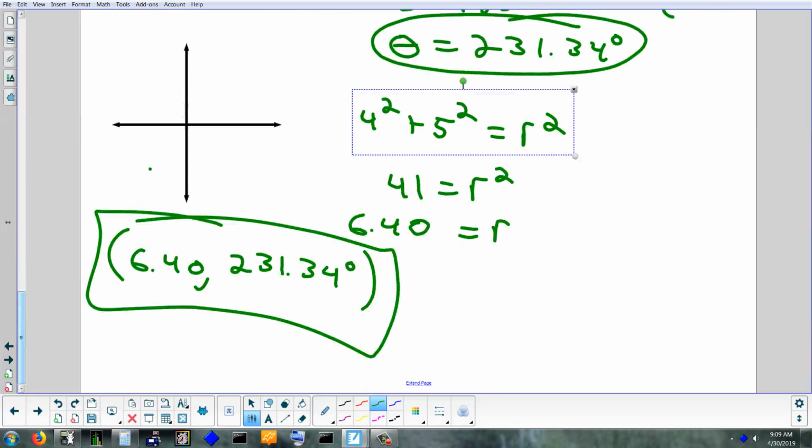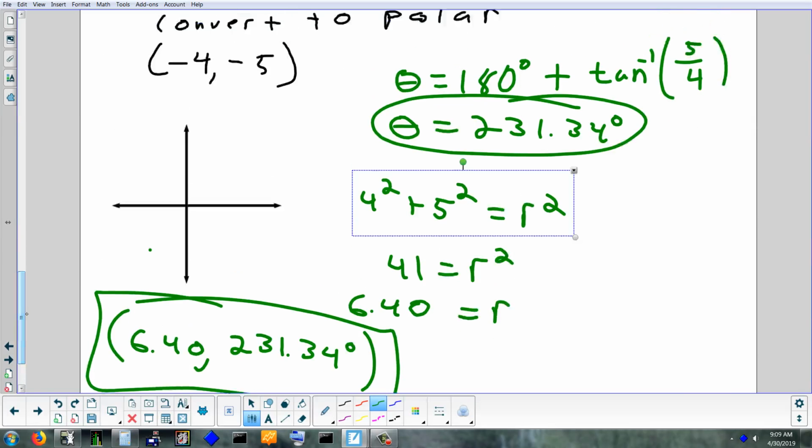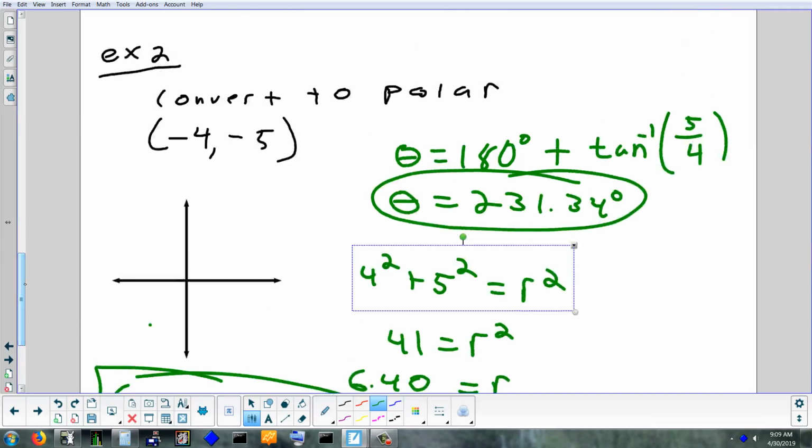You just take the positive value of your original coordinates, like -4 and -5, you just did +4 squared plus +5 squared. You're right. Technically, I should leave the negative in there, but because I'm squaring it, the negative doesn't matter.